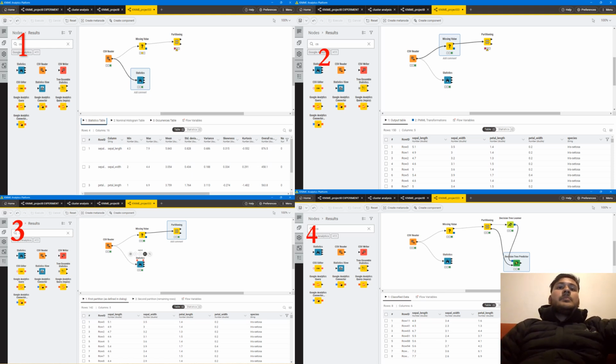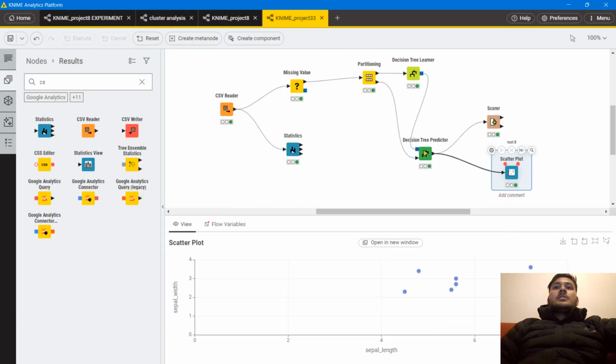In the third picture, I have shown you the result of my partitioning. It is 40% test and 60% train. On the fourth picture, I have connected my data to decision tree learner and decision tree predictor. Decision tree learner and decision tree predictor help us to create our decision tree. Here I have added some other nodes like Scorer and Scatter Plot.